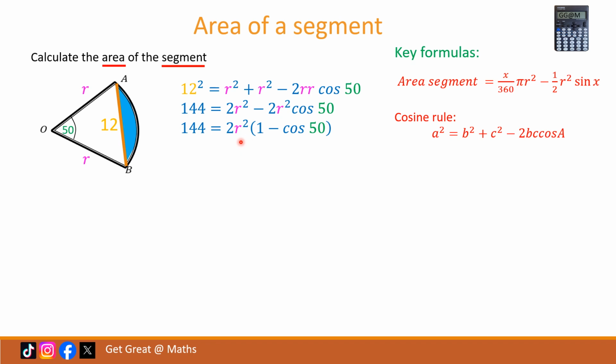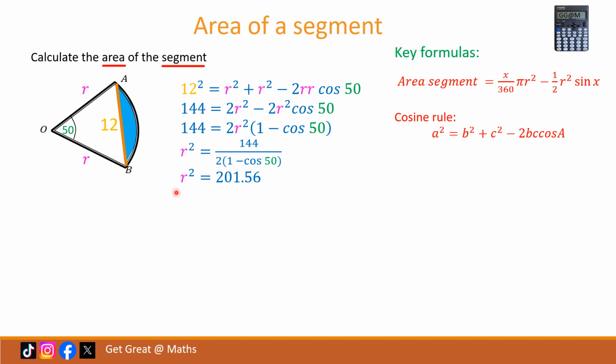From here, I'm going to rearrange to find r. So I'm going to get rid of this times by 2 and times by 1 minus cos 50. So the opposite to times by 2 is divide by 2. And the opposite to times by 1 minus cos 50 is divide by 1 minus cos 50. From here, you can type this into your calculator and get a decimal answer. So r squared is 201.56 and the digits do continue.